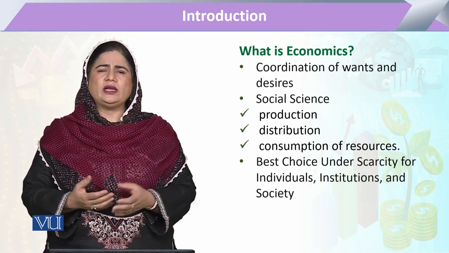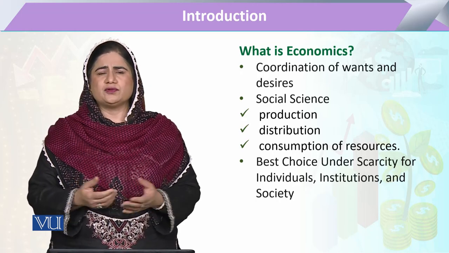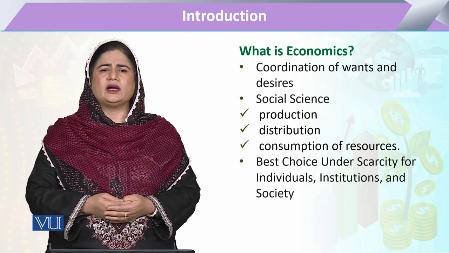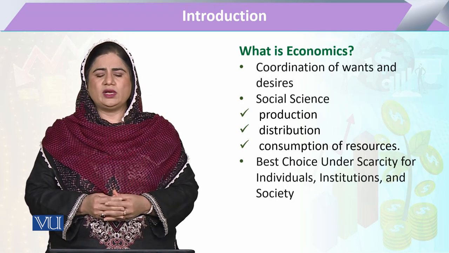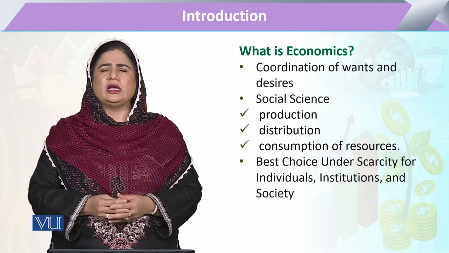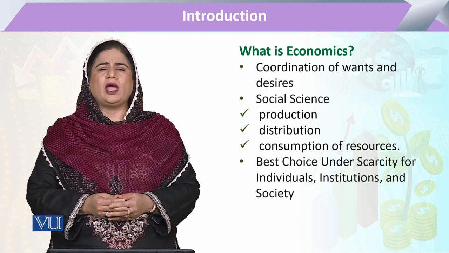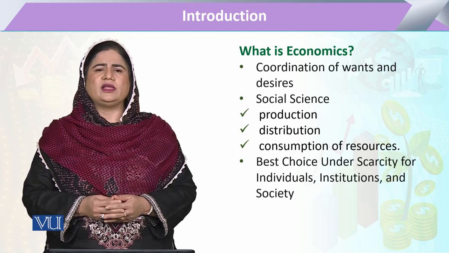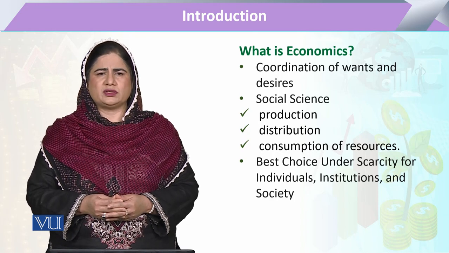And so now what has it become? It became a social science, or a branch of social science, that particularly deals with the decision of coordination. And what is the coordination? Actually, it is the coordination of two things: the wants and the desires of human beings, and what decisions they are going to make to fulfill their wants and desires from the available resources.